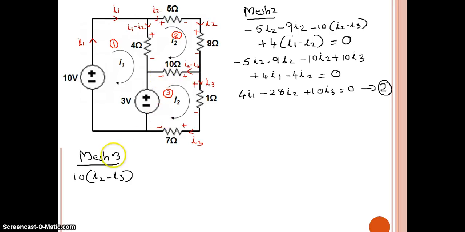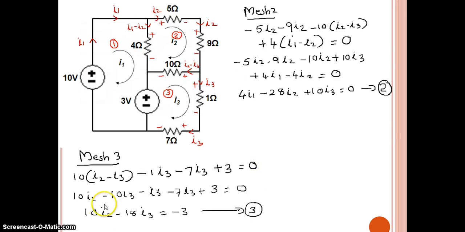So minus to plus 10 times I2 minus I3, plus to minus 1 I3, plus to minus minus 7, current is I3, minus to plus 3, should be equal to 0. After readjusting the equation of mesh 3, we get 10I2 minus 18I3 is equal to minus 3. So now we have 3 equations corresponding to each mesh: mesh 1 this equation, mesh 2 this, mesh 3 this equation.